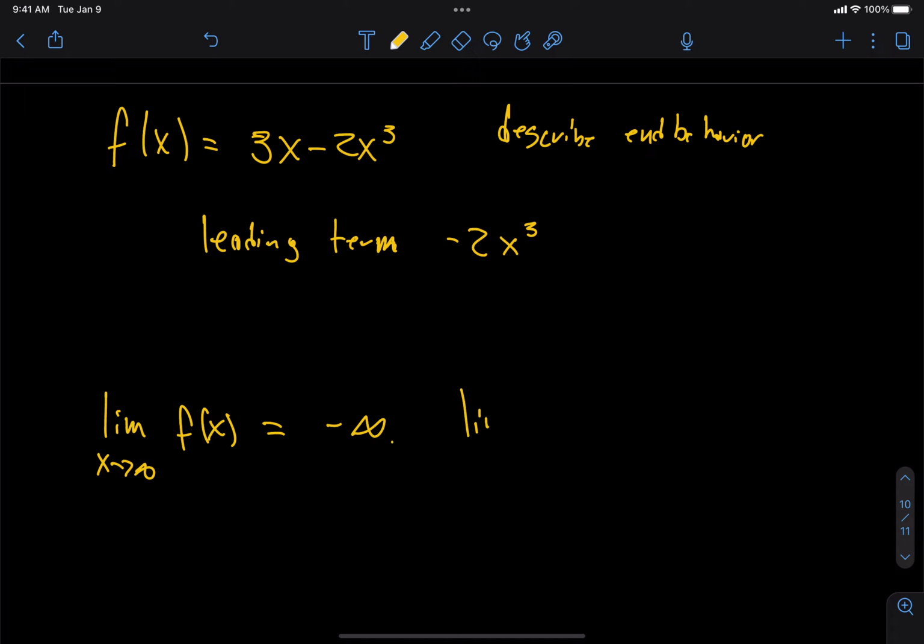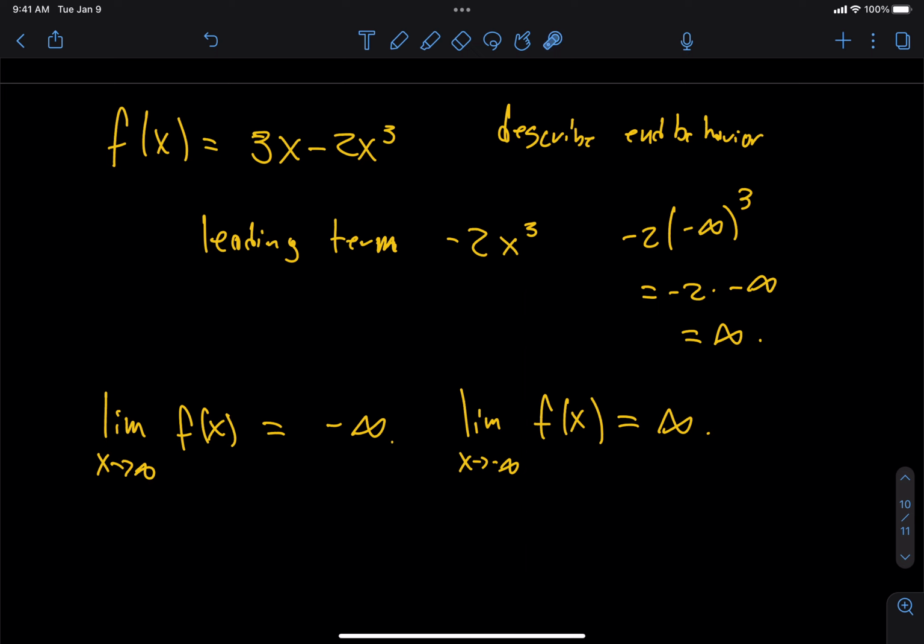What about the limit as x goes to minus infinity? Is it going to be the same or different? It'll be different, right? Because if I cube a negative number, it'll be negative. So this is like negative 2 times negative infinity cubed. When I take a negative number and cube it, I get a negative number. So this is the same as negative 2 times negative infinity, which is positive infinity.